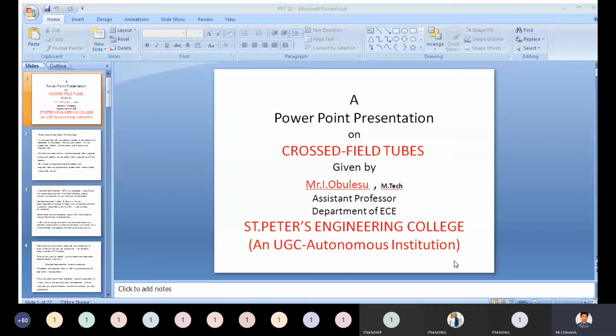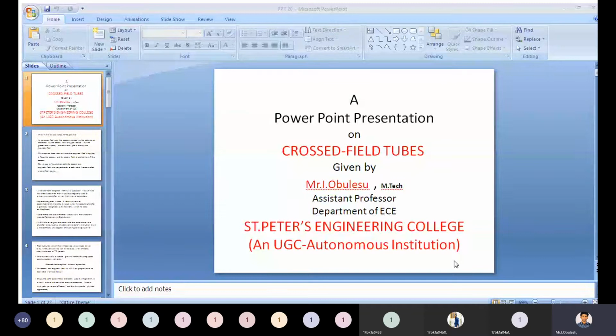The frequency of the microwaves produced, the resonant frequency, is determined by the cavity's physical dimensions.